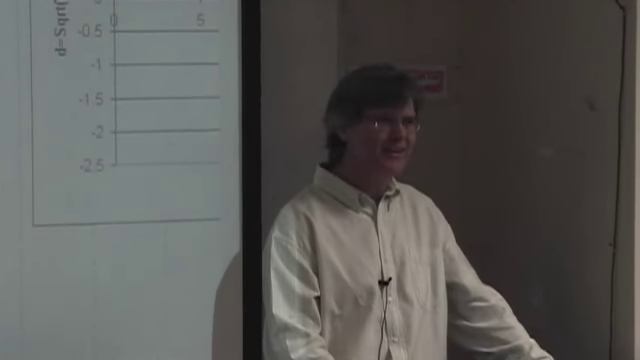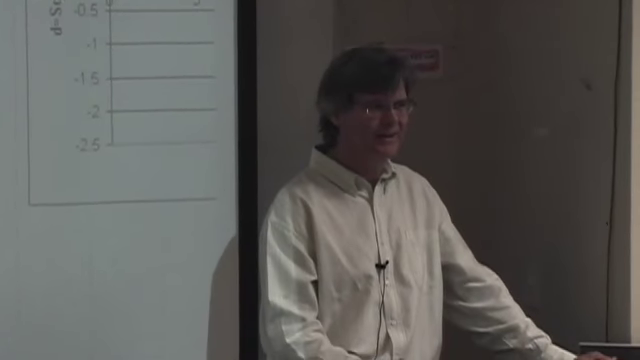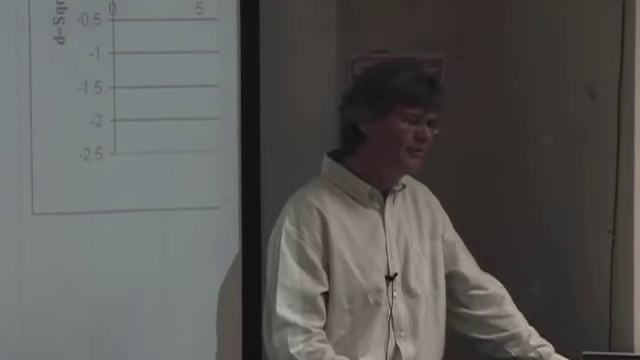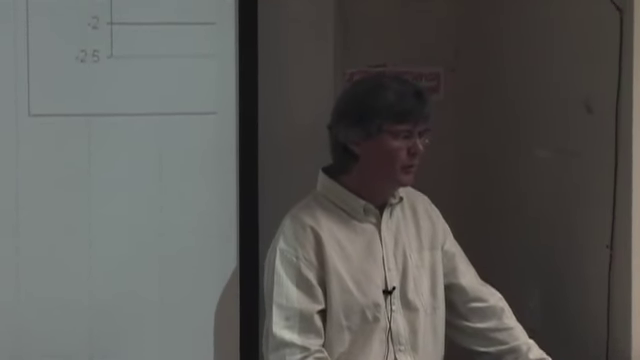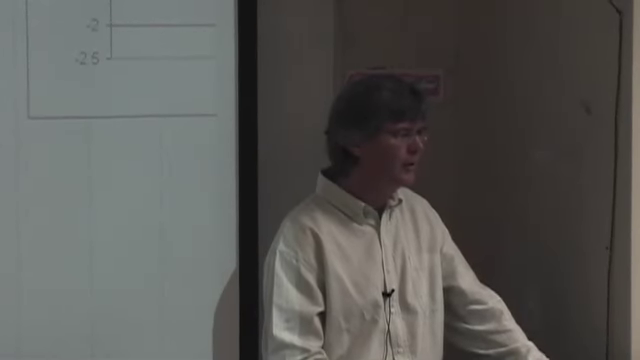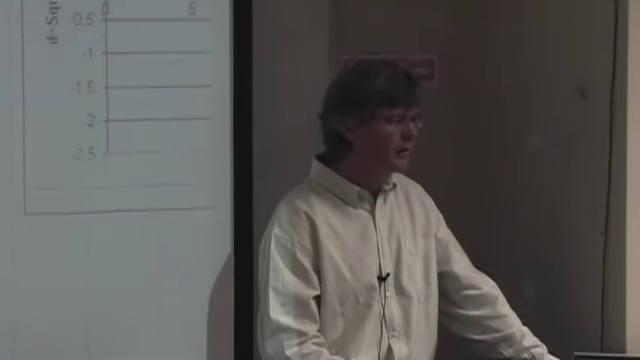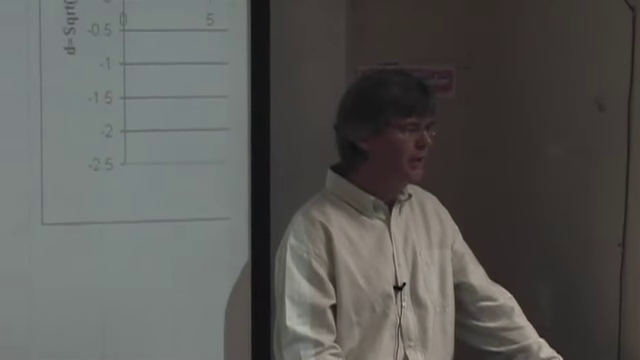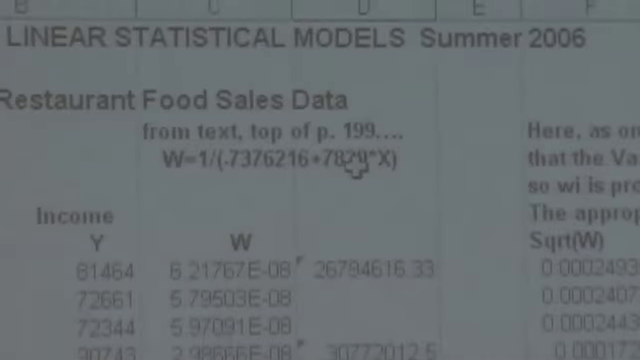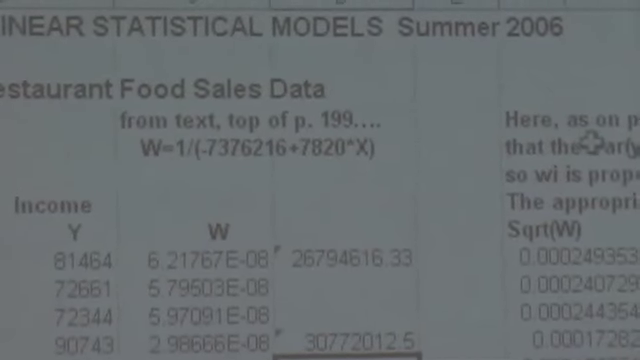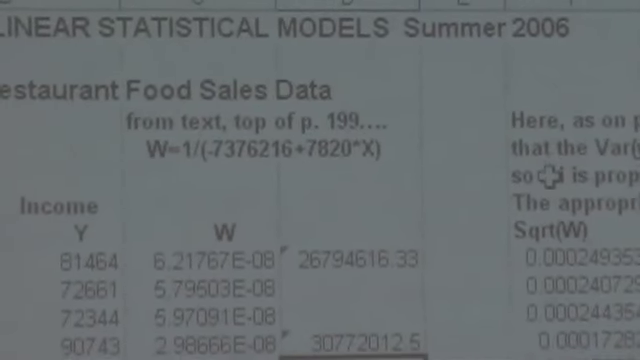But instead, he does a linear regression. That's what he's done in the text, so I'm just going to follow what he did. Where did he get his formula for his W's? Oh, I know. Here it is. From the text on top of page 199, W is 1 over the variance. And what's the variance of y_i?